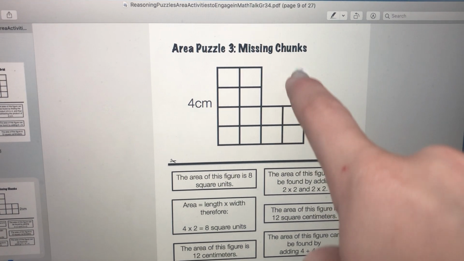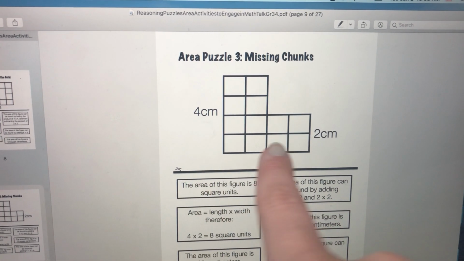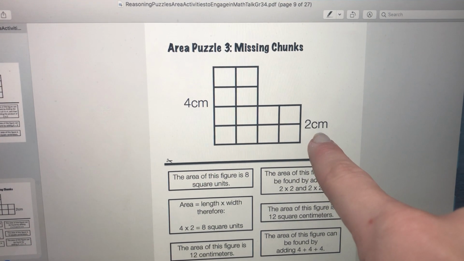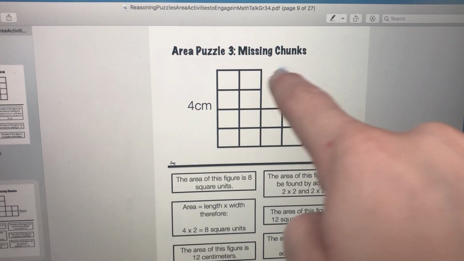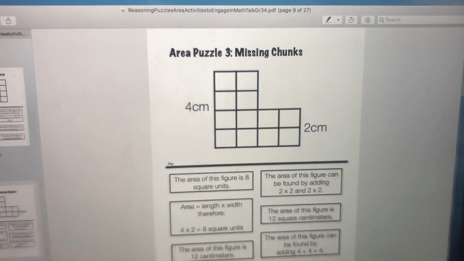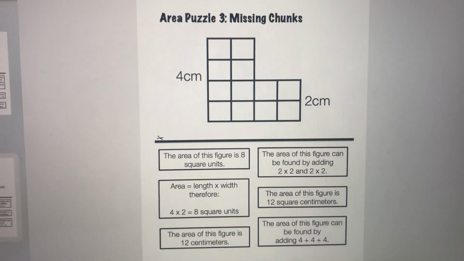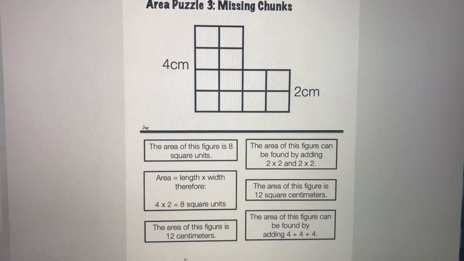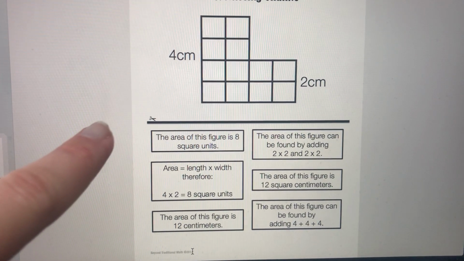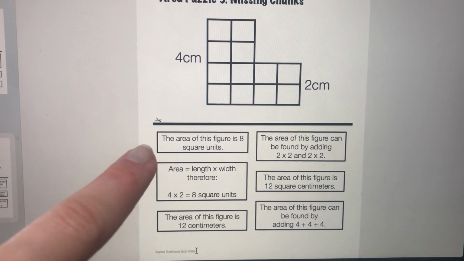This corner is missing. This side is labeled 4 centimeters. This smaller side is labeled 2 centimeters. And there is nothing here. So we're going to figure out the area of this shape. I'm going to read to you the statements here, and then you're going to figure out which ones are true and which ones are false. The area of this figure is 8 square units. Is that true or false?